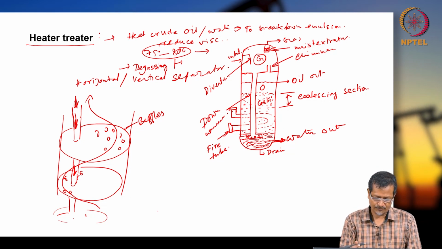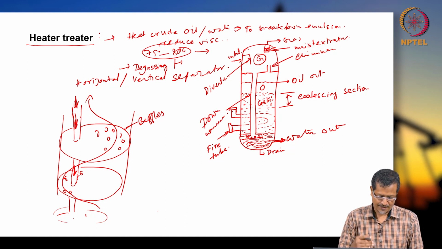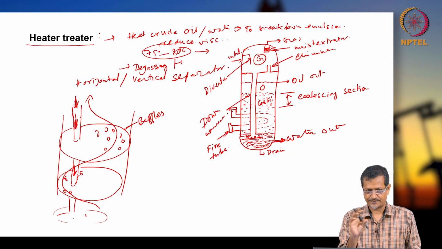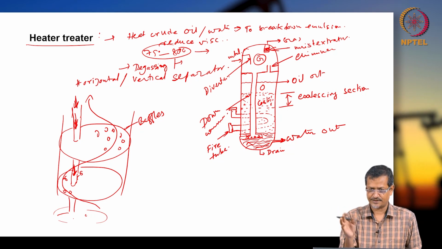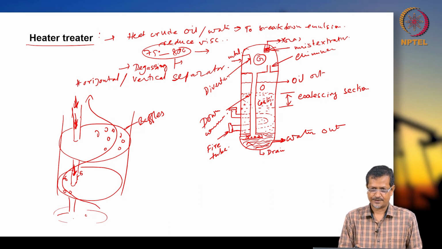Separated water flows out through the water leg. Later I will discuss the water leg. And normally a vane type mist extractor will be there. I already discussed different types of mist extractors, I think. So you can use a vane type mist extractor in the heater-treater system.